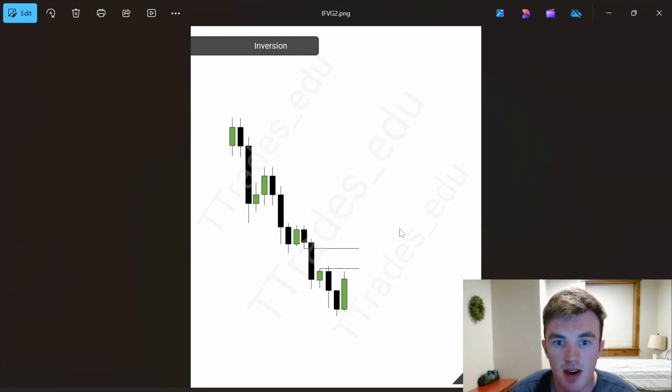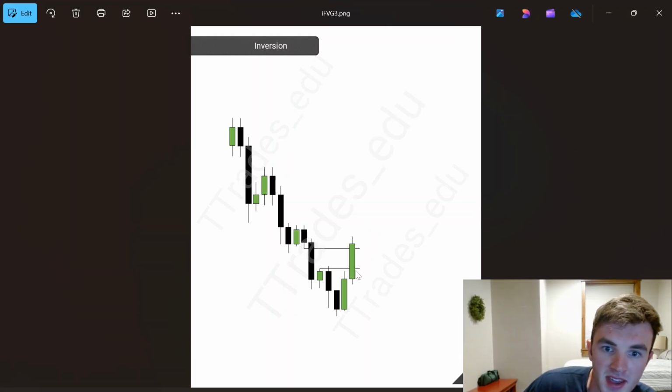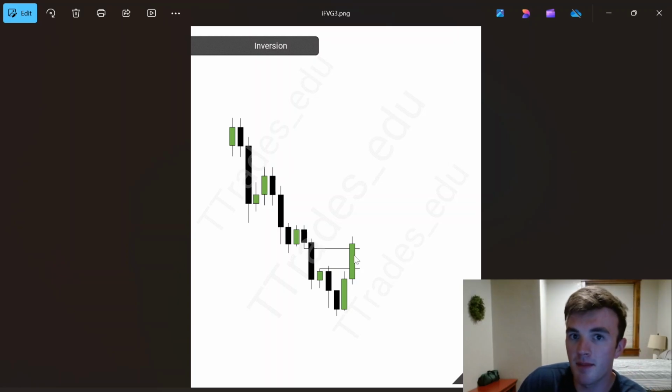So, an inversion. An inversion, put in simple terms, is when a fair value gap gets disrespected, and you can literally just think about it as a candle body close through the old fair value gap. Now, it's important to note that if this was a wick, this would not be an inverse fair value gap. It needs to have a candle body close above the previous fair value gap.